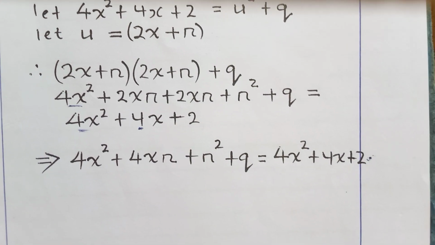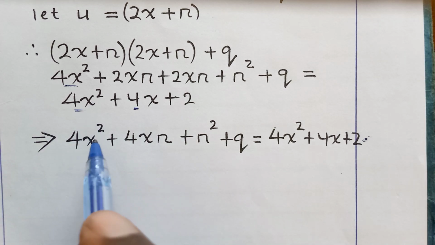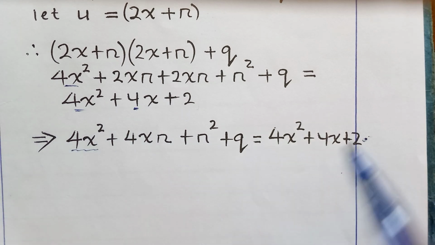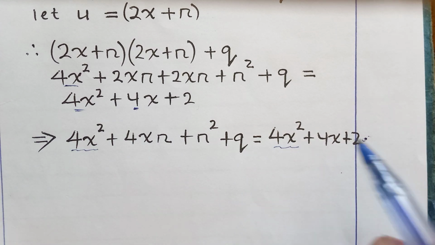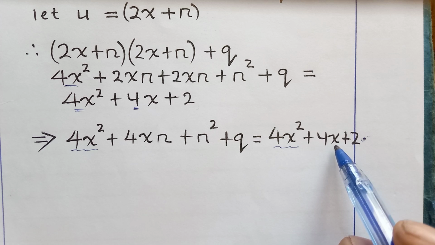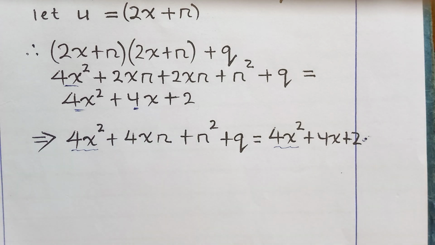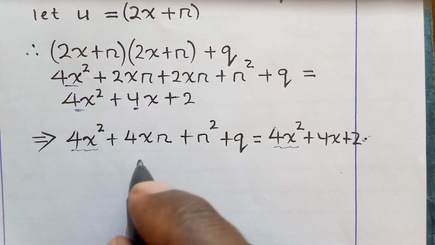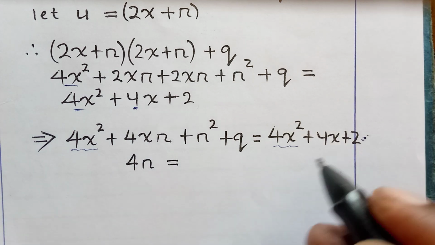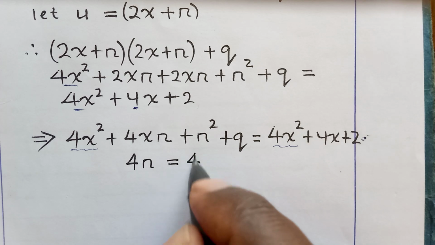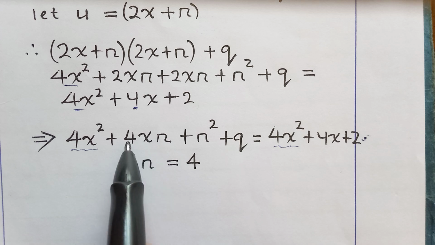We are equating those. So as I have said earlier, this 4x squared is similar to that 4x squared. When we come now to the coefficient of x, this side is 4. The coefficient of x this side is 4n. So we can say 4n is equal to the coefficient of x this side, 4, like that. Because this is a constant, this is a constant. So the coefficient of x is 4n.